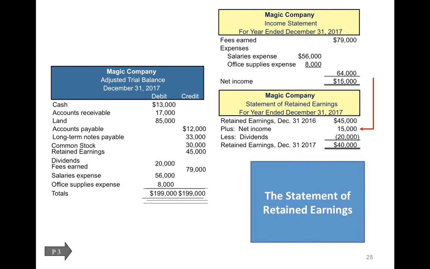The second statement is called the statement of retained earnings. We're going to take the beginning retained earnings, 45,000. Plus, we're going to transfer the net income that we just calculated on the income statement, minus dividends, here they are, gives us the ending balance of retained earnings. So notice here, I made profit of 15K, but I paid dividends of 20K. So my overall retained earnings decreased by $5,000. And then we're going to use this ending December 31st, 2017 retained earnings to prepare the balance sheet.